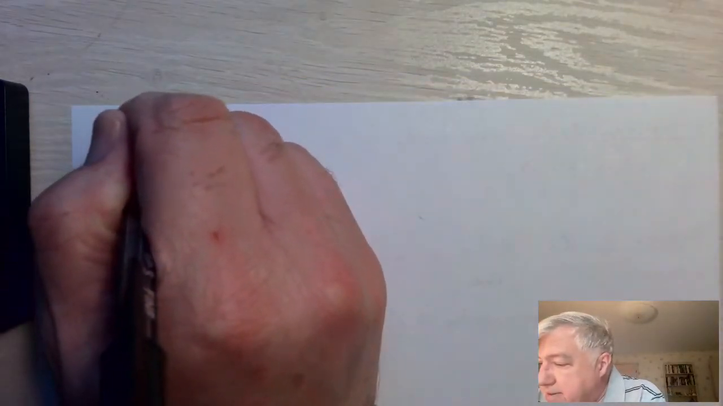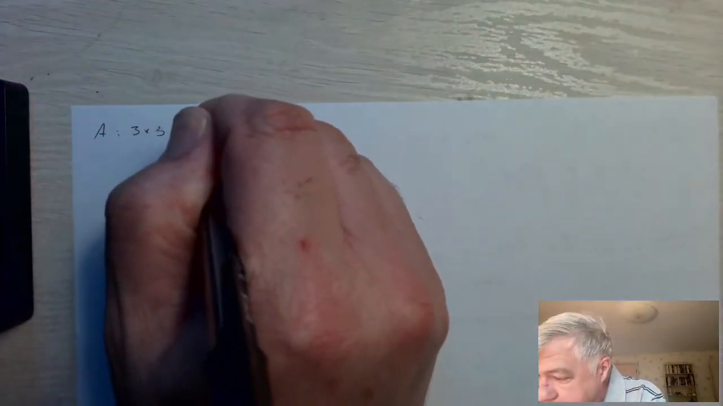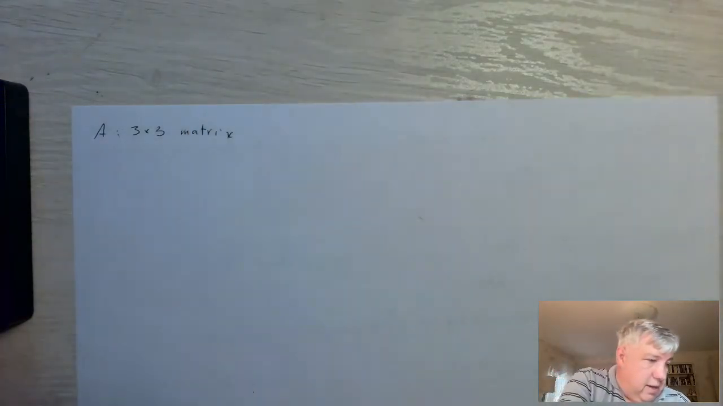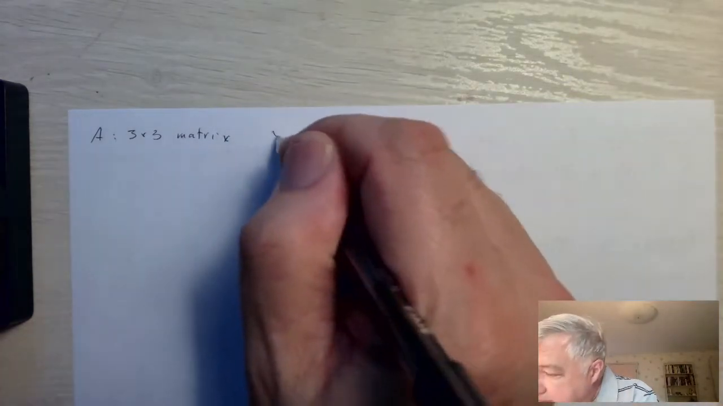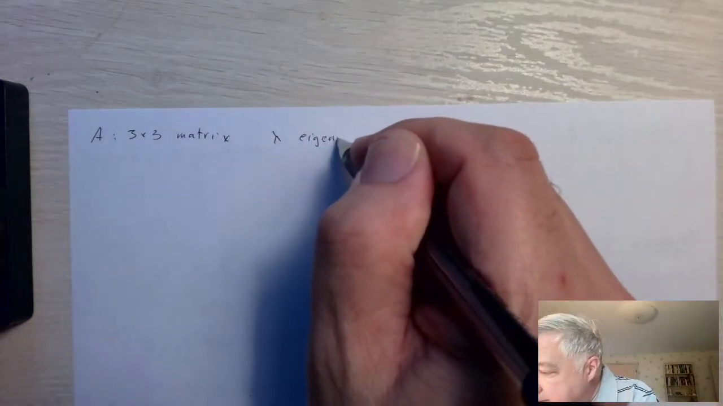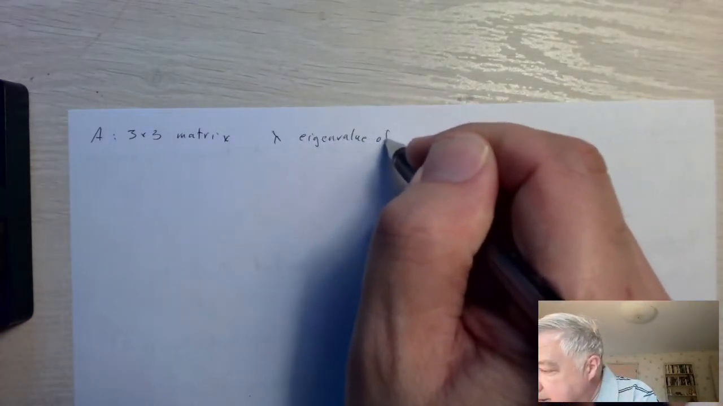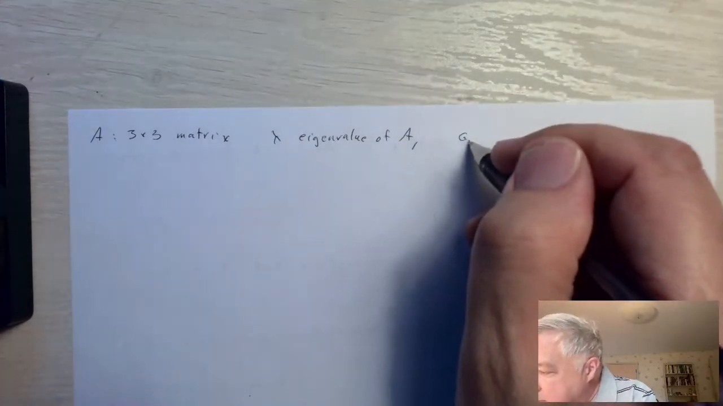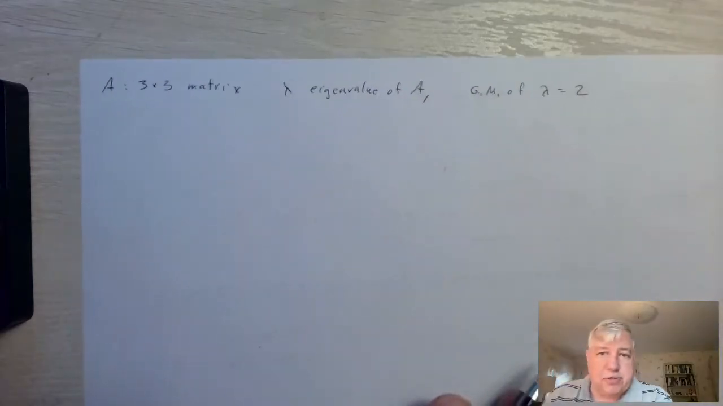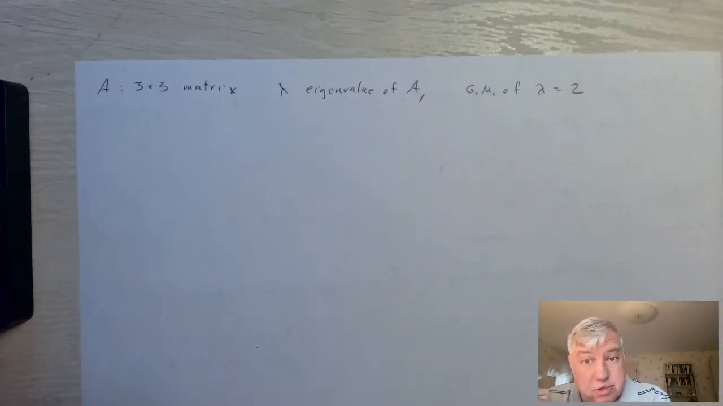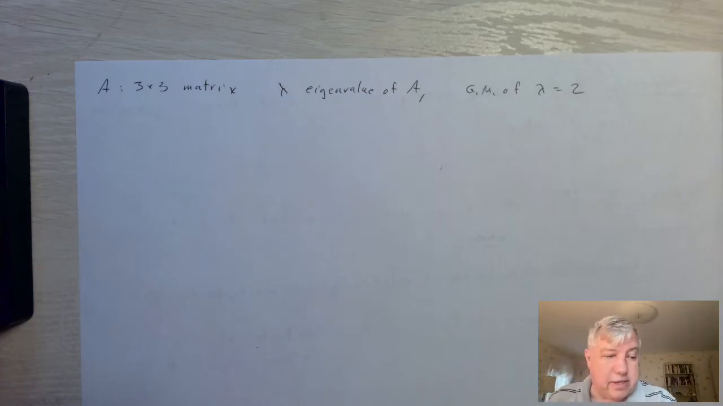So suppose that A is a 3 by 3 matrix, and lambda is an eigenvalue of A, and the geometric multiplicity of lambda is 2. Now what we want to show is the algebraic multiplicity is greater than or equal to 2. Obviously in this case it can only be 2 or 3, but we're going to see why that is.